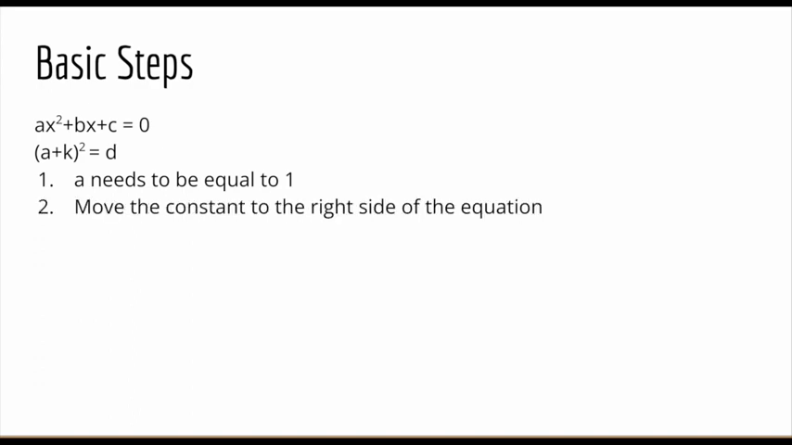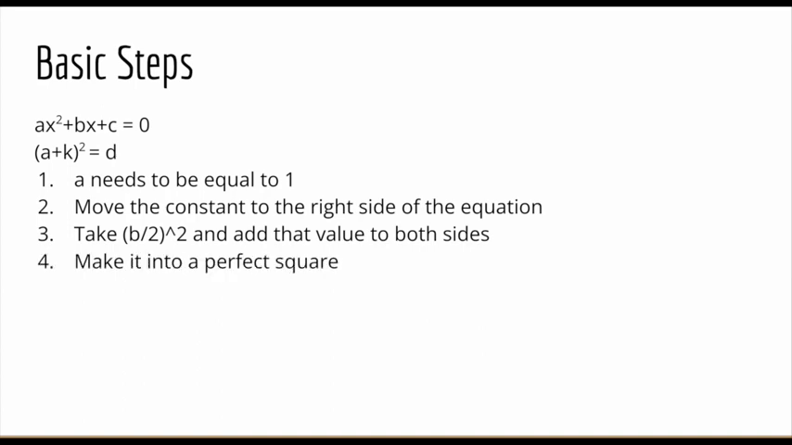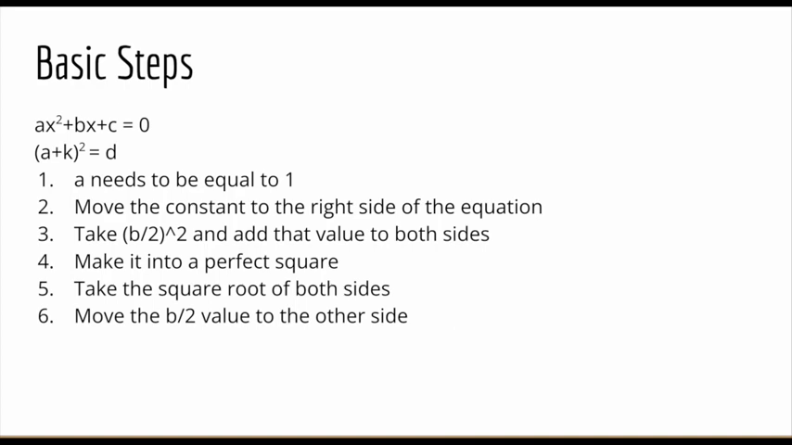Next, we're going to move that constant c to the right side of the equation. And we are going to take b halves squared and add that value to both sides. That way, we can go on and make it into a perfect square. Then we're going to take the square roots of both sides and move the b halves value to the other side. I know this all sounds really complex when you don't have examples, so how about we move into examples next?